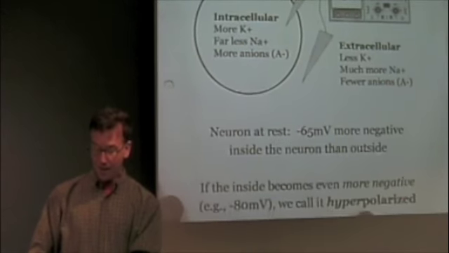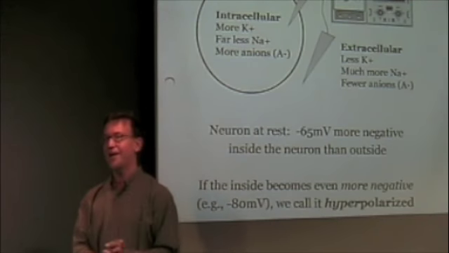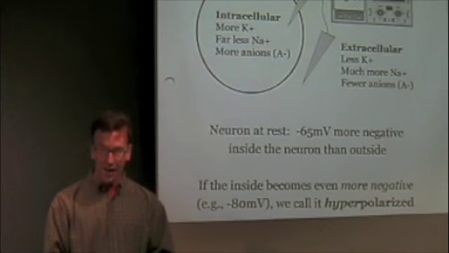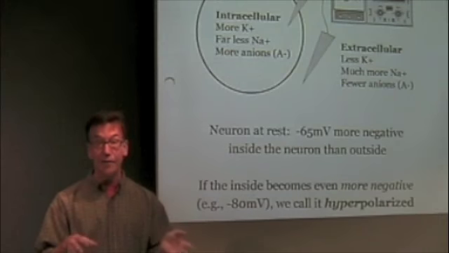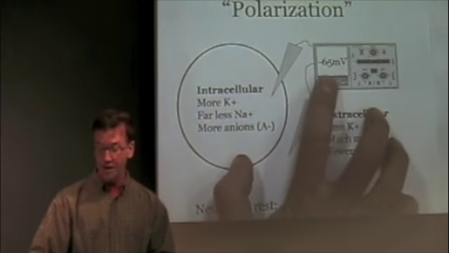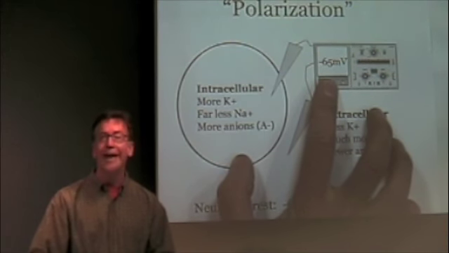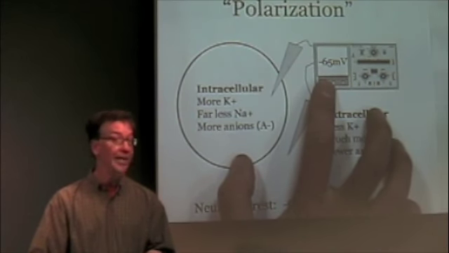Okay? But if the inside were to become even more negative, okay? If you were to suddenly increase the difference in charge between the inside and the outside, right? You're increasing the polarization. You're making it even more negative. So you're going from, let's say, minus 65 millivolts at rest, right? It's a level of polarization. Let's say you make it more negative. You would measure it as minus 75, minus 80, right?